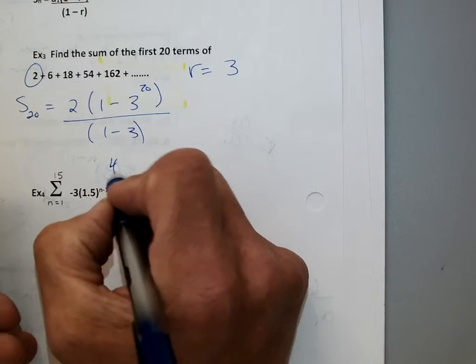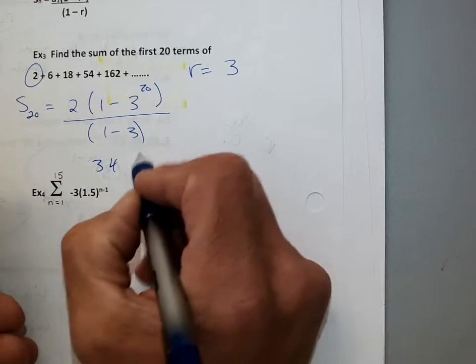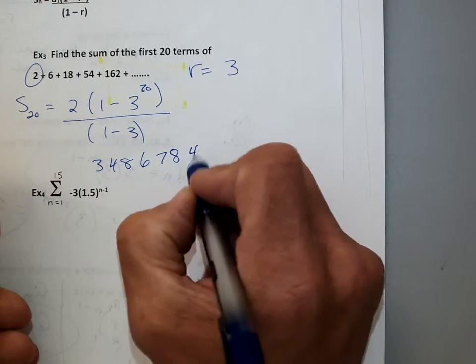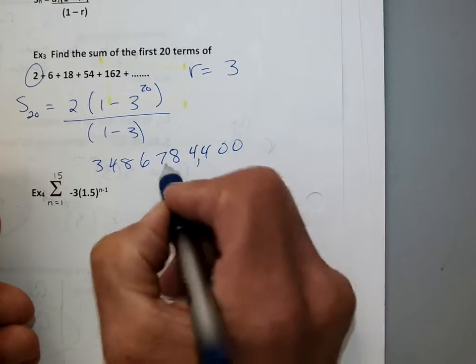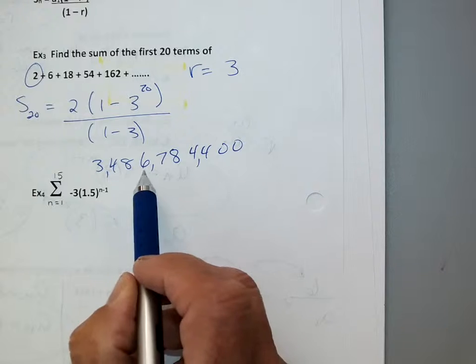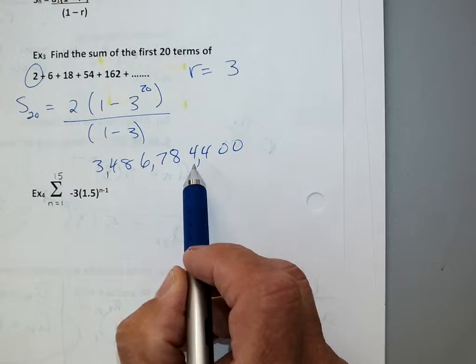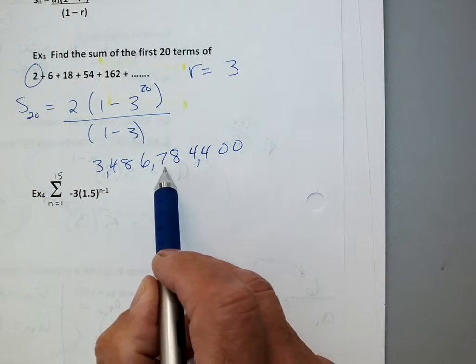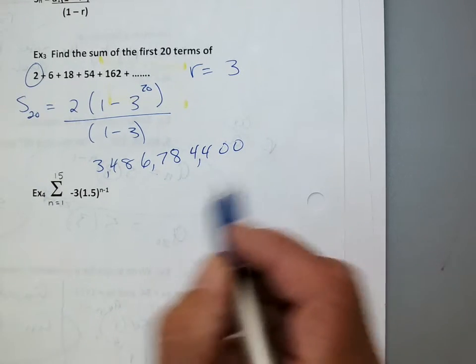So, let's see. 3, 4, 8, 6, 7, 8, 4, 4, 0, 0. Put some commas in there. So what do I got? 3,486,784,400. Wow, that's a big number.